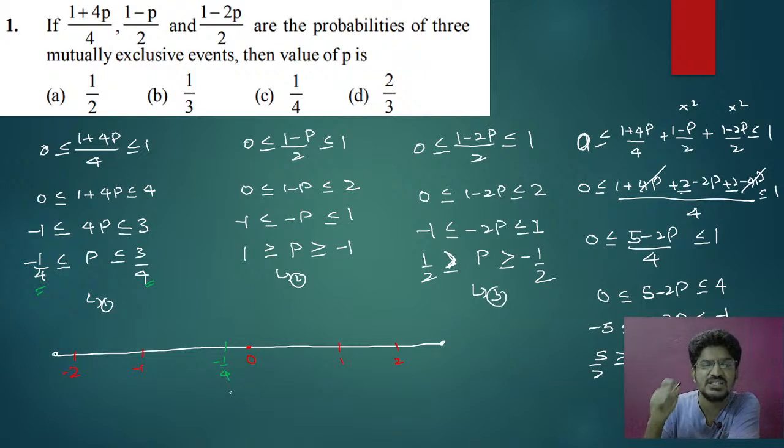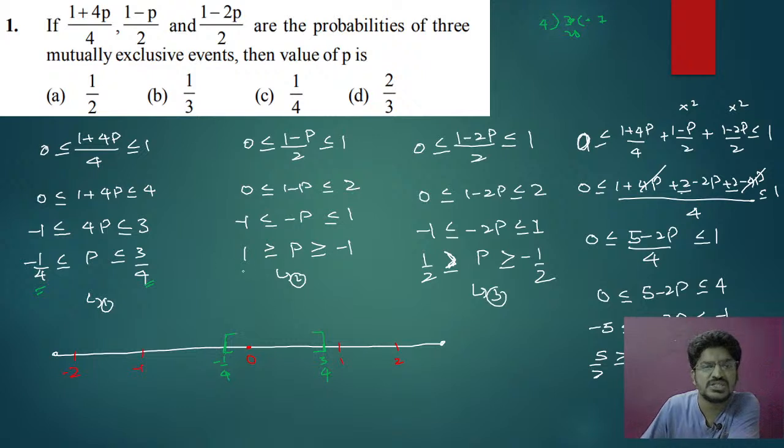So -0.25. The other number is 3/4. 3/4 means you can just see it will be 0.8 something. You divide 3 by 4, it will be 0.7, 4 into 7 is 28, 0.7 something. So here it will be present. That is 3/4. That means this is your first interval.